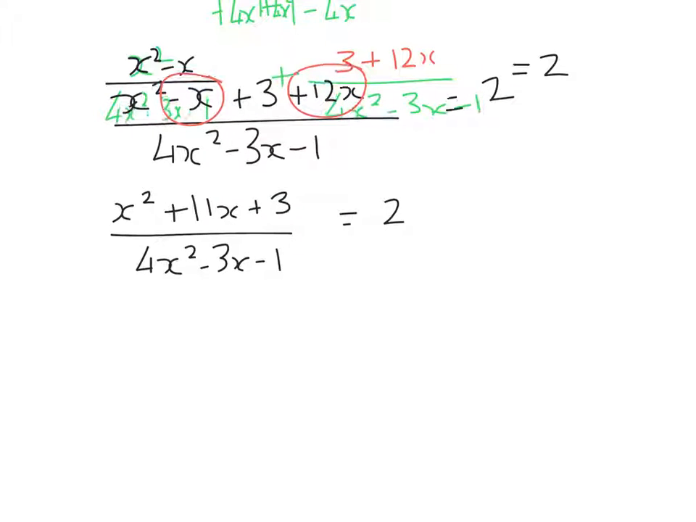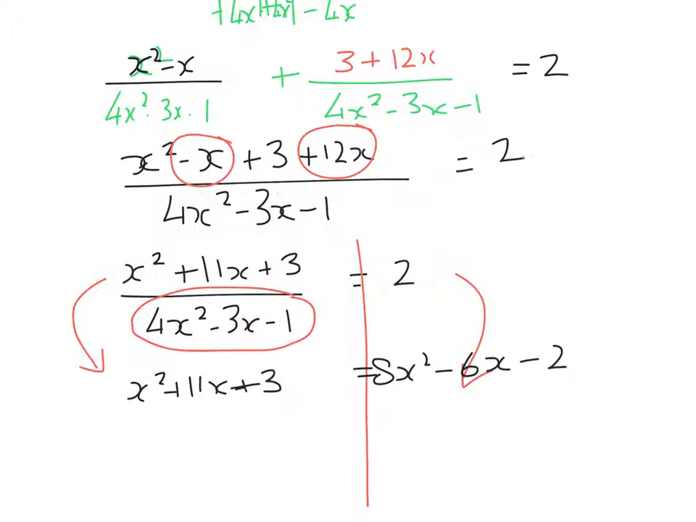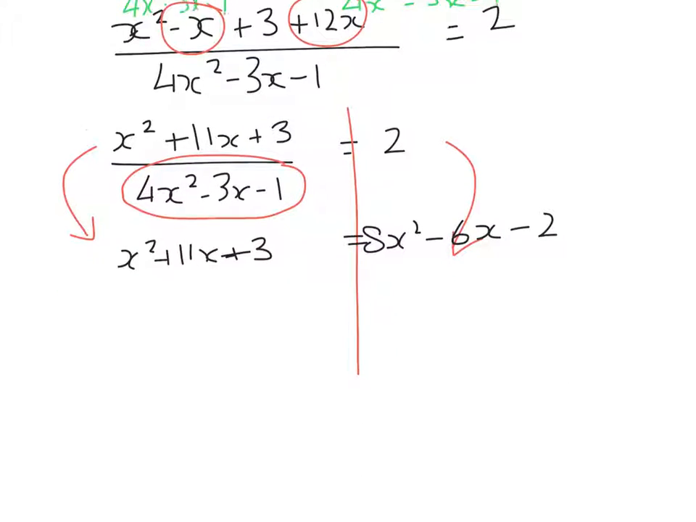Right, so we're now getting to the point when we need to do balance methods. So I want to get rid of all of this, so I'm going to times both sides by all of that. So I've got left on this side, x squared plus 11x plus 3. And then I'm going to do 2 times everything here. So I'm going to end up with 8x squared minus 6x minus 2. Now I should be looking at this and thinking, oh, it's looking like something I can factorise or do the quadratic formula on.